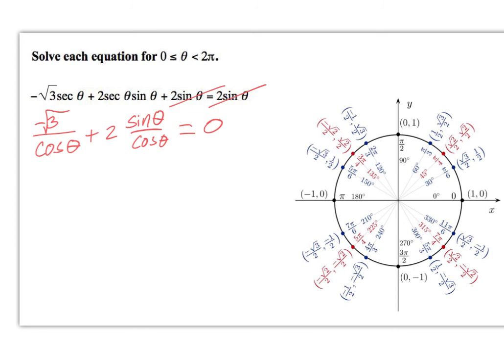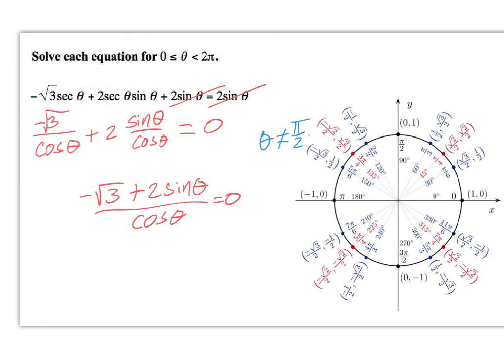I noticed something kind of interesting here, that if I combine these fractions, we end up with negative square root of 3 plus 2 sine theta over cosine theta is equal to 0. First thing I notice is that anything that would cause cosine to be 0 is going to give us an undefined thing. So I'm just going to write that here. Think back to our rational equations. So theta cannot be pi over 2 or 3 pi over 2. I don't think it's going to be an issue for this problem.